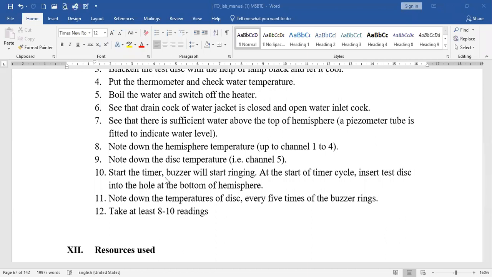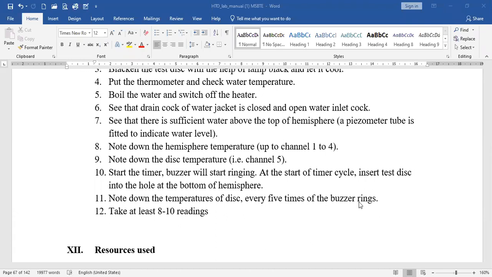So you have to start the timer, and the buzzer will start ringing. At the start of the timer cycle, insert the disk into the hole at the bottom of the hemisphere. Because only after inserting that disk will this black plate absorb the heat and its temperature increase. Note down the temperature of the disk every 5 times the buzzer rings.